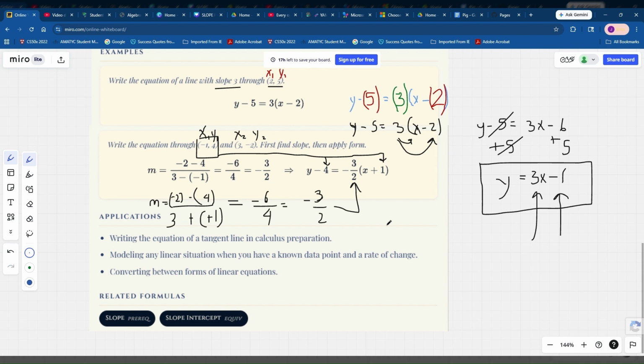We can model any linear situation as long as you have one known point of data and a rate of change, which is kind of interesting because there could be an infinite number of points, and you can predict them all as long as you have one point and know the trend. And we use this as a conversion between different forms of a line. So that's pretty much where this shows up.